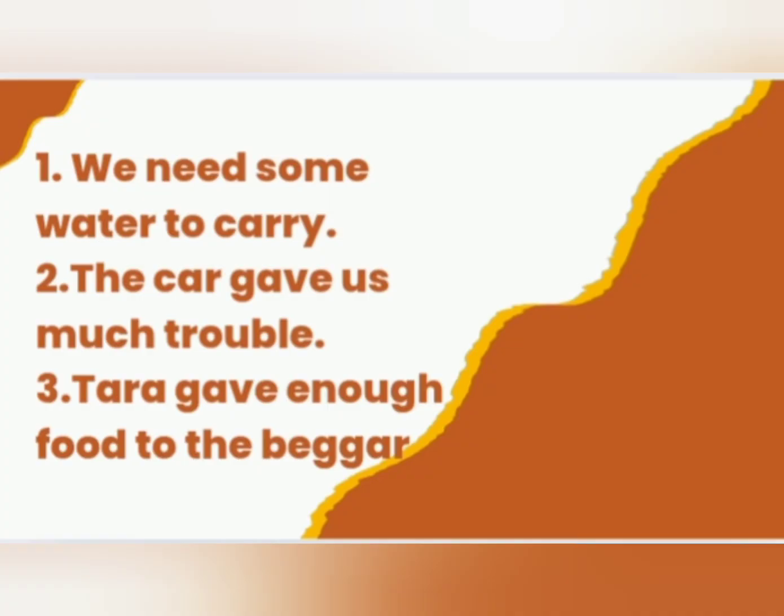Look at the screen. Sentence number 1. We need some water to carry. Here some is the adjective of quantity. Why quantity? Why not number? Because we cannot count water. Water is uncountable. That's why. Next, the car gave us much trouble. Now much is the adjective of quantity. Tara gave enough food to the beggar. Here, enough is the adjective of quantity.